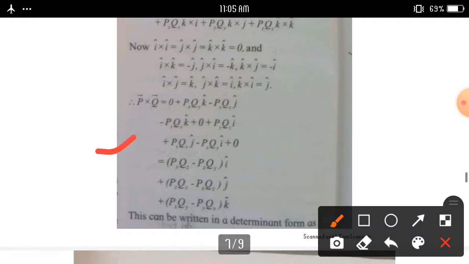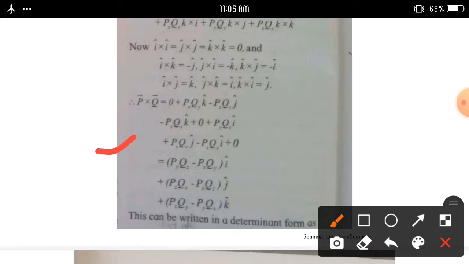we take the cross product. p bar cross q bar is equal to 0 plus px qz k cap minus px qz j cap, py qx k cap plus 0 plus py qz i cap plus pz qy j cap minus pz qy into i cap plus 0.